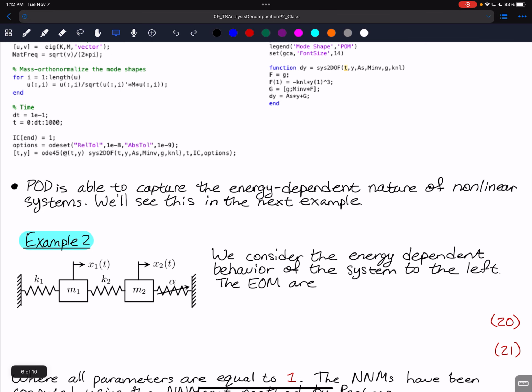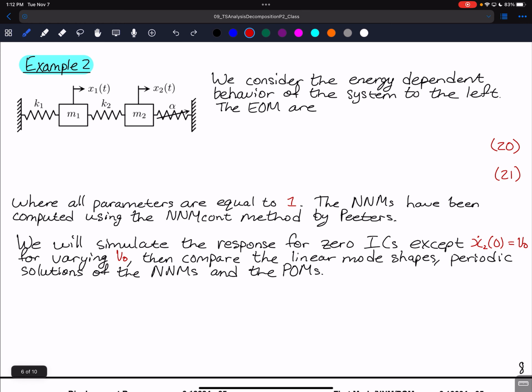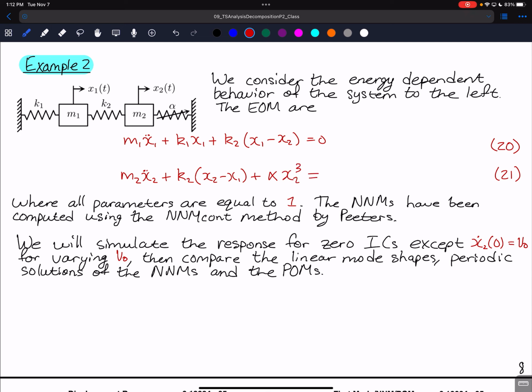So we're going to take that same system, except now we're going to add a nonlinear spring to the one end, and I'm just going to rewrite the new equations of motion. In this case, we're still going to have m1 x1 double dot plus k1 x1 plus k2 times (x1 minus x2) equal to 0. And the second one we'll have m2 x2 double dot plus k2 times (x2 minus x1) plus, in this case, alpha times x2 cubed equal to 0.